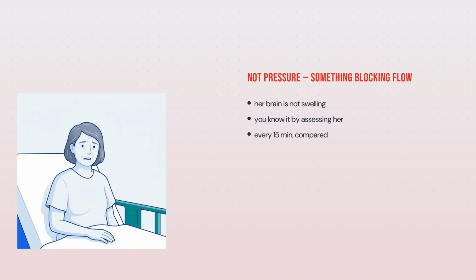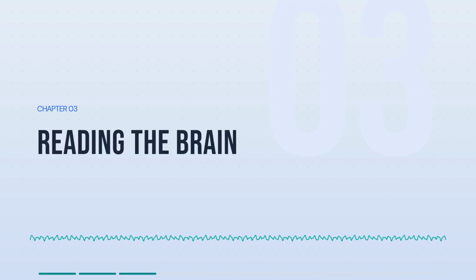Eleanor's pressure is not the problem yet. Her brain is not swelling. Something is blocking blood from getting in. But you cannot know that from across the room. You know it by assessing her, in numbers you can repeat every 15 minutes and compare. That assessment is Chapter 3. Chapter 3. Reading the brain.